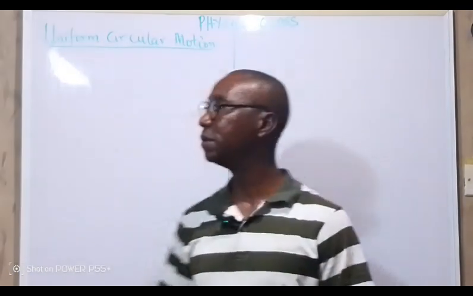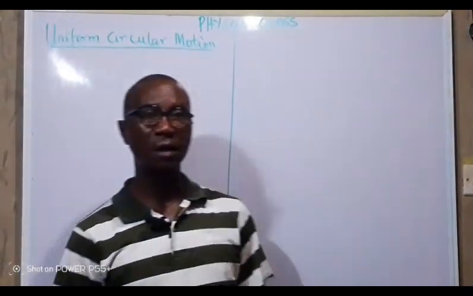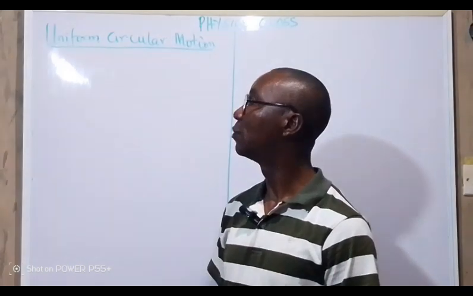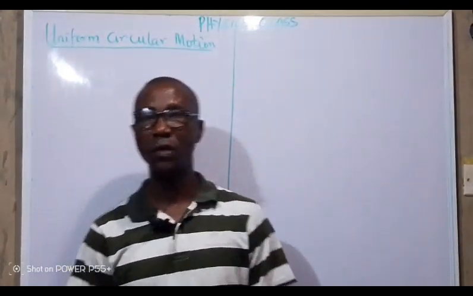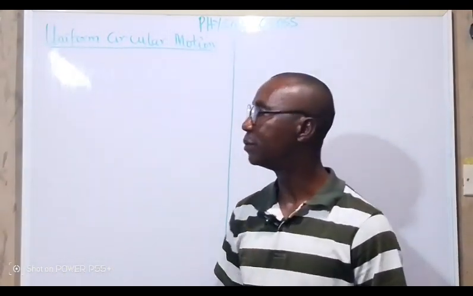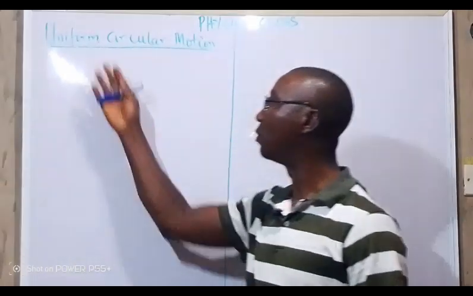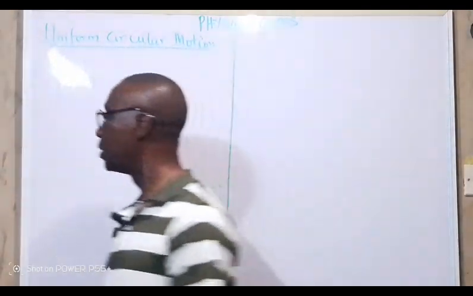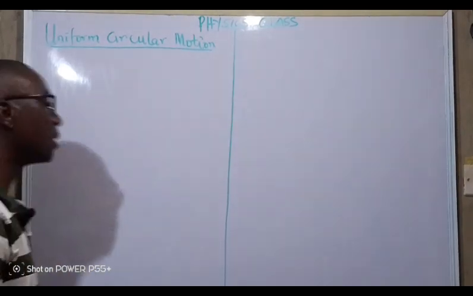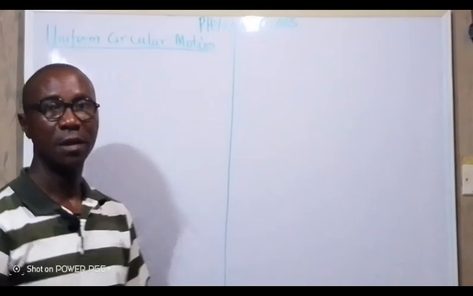During our previous lesson, we talked lengthily on the equations of linear motion, in which we gave various examples. So today, we are going to another topic, which is uniform circular motion. When you say uniform circular motion, according to the statement, it is the motion of an object in a circular path, which is moved with a constant speed.